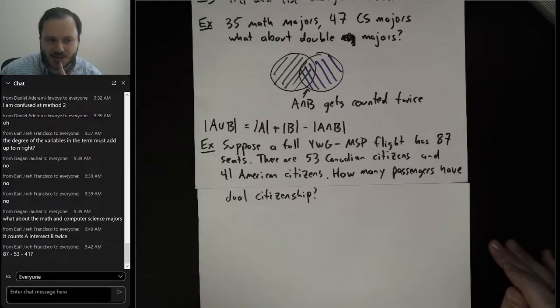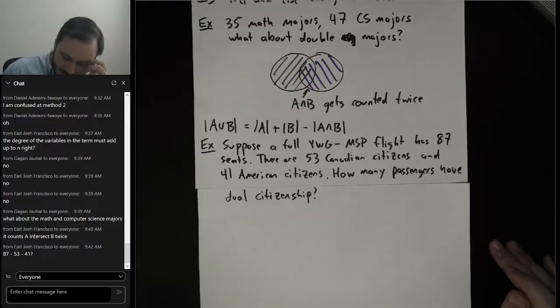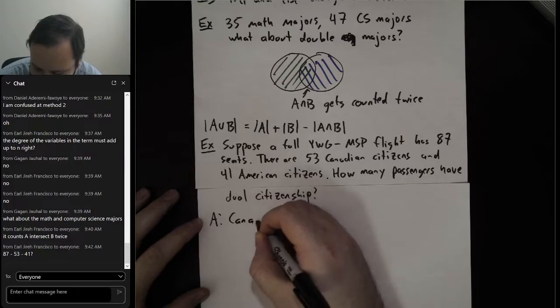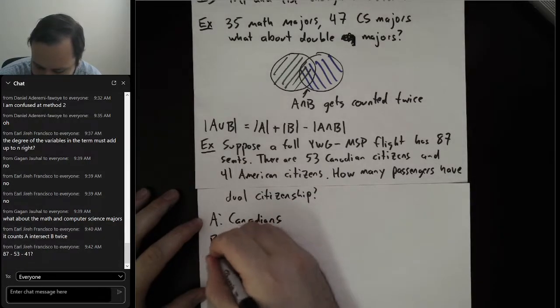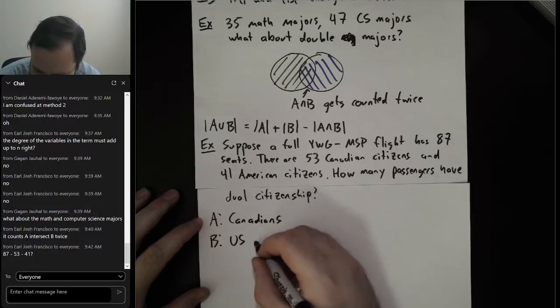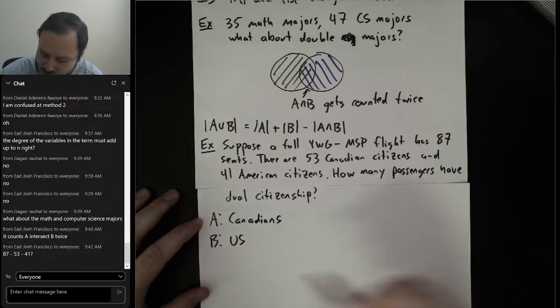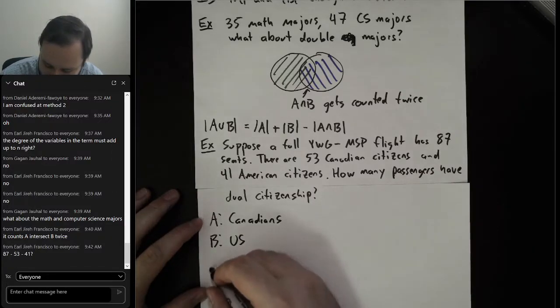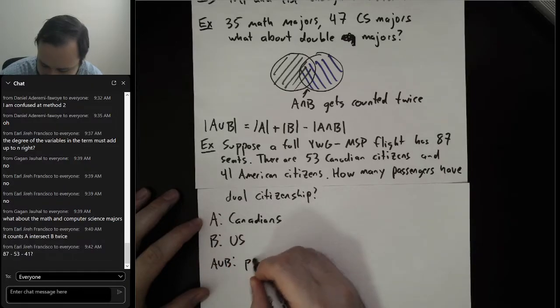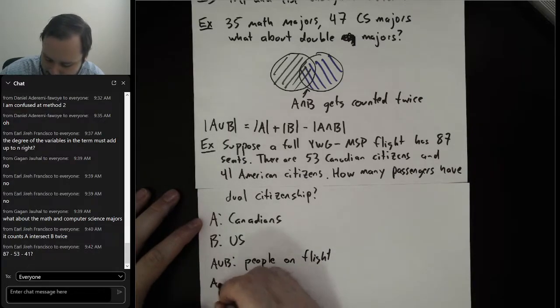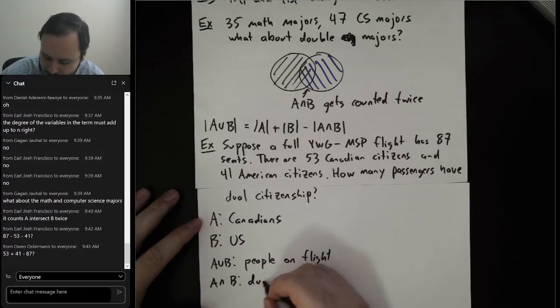Chat has the right idea, but has ended up with a negative number, which is bad. We don't want to owe anyone dual citizens. So let's make our set A our Canadian citizens and B our US citizens. Then A union B is the people on the flight. And A intersection B, that's our dual citizens.